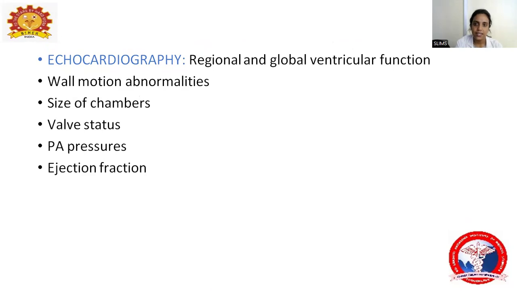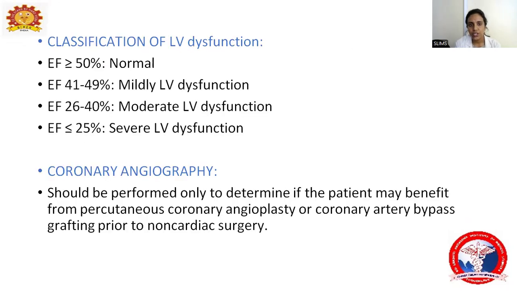Echocardiography, regional and global ventricular function can be assessed using an echo. Wall motion abnormalities, the size of the chamber, valve status, the pulmonary artery pressure, the ejection fraction can be detected from an echocardiography. Based on the ejection fraction, we can classify the LV dysfunction.